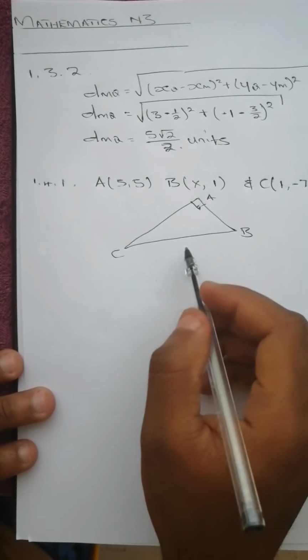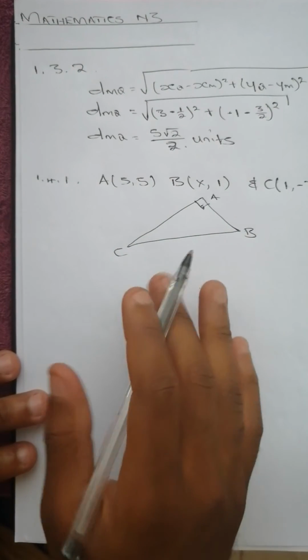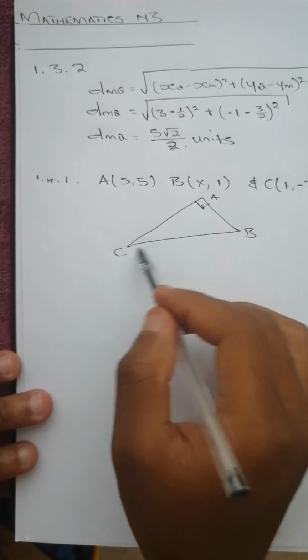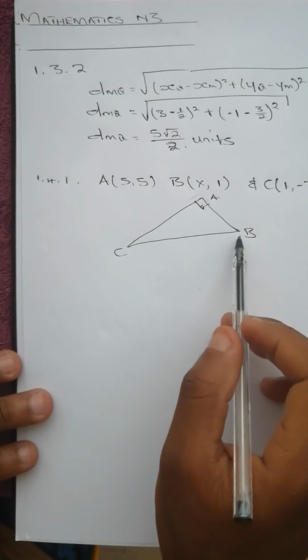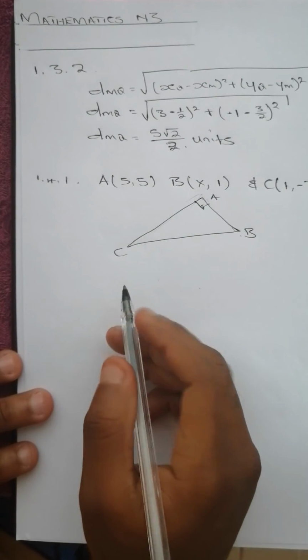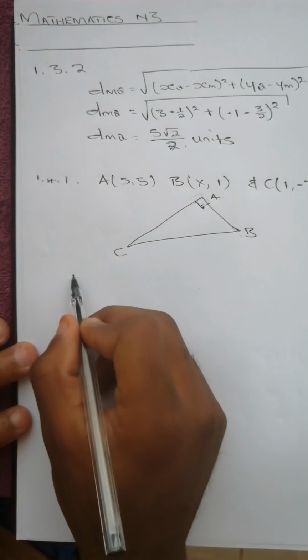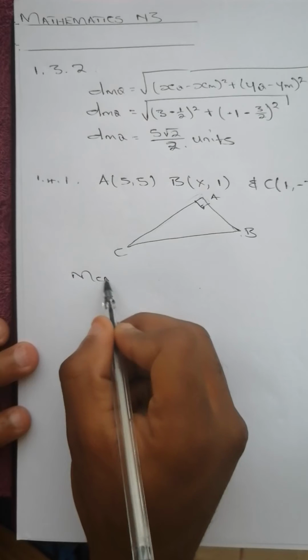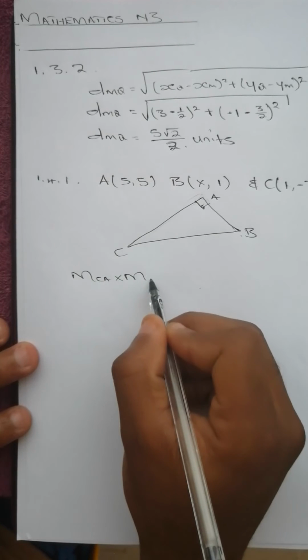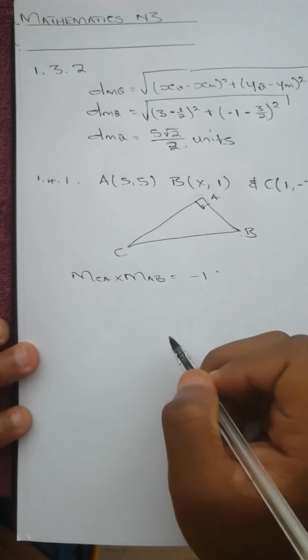use the gradients of this line and this line, and if these two lines are perpendicular, the product of their gradients has to be -1. So we're going to say gradient of CA times gradient of AB equals -1.